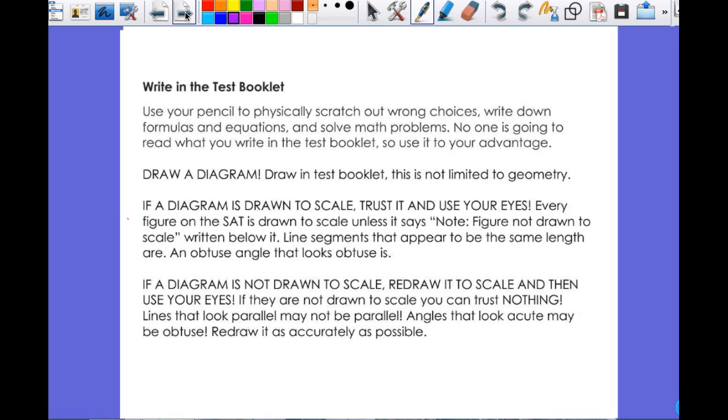Draw a diagram. If there's not a picture, draw one, and that's not limited to geometry. There are reasons that you could draw stuff for other things as well. This is a very important one right here, because you've been told a lot by me: don't go by the way it looks, especially if I draw it.